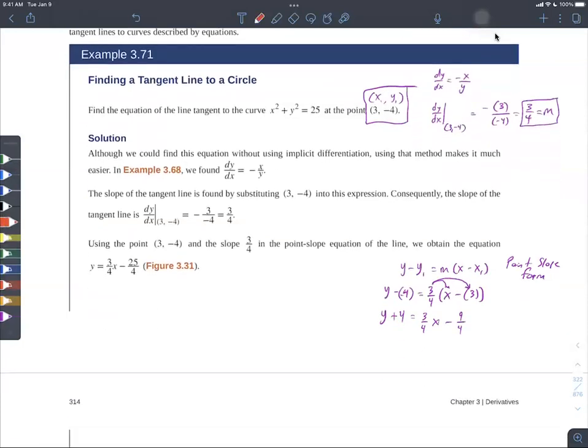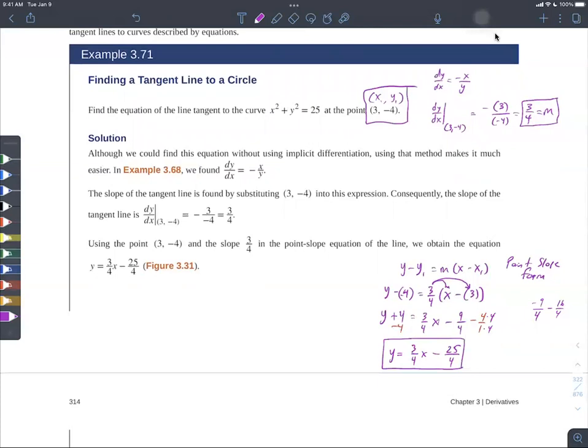And then finally, we can just solve this for y. We can subtract 4 on both sides. Well, we need a common denominator here to be able to actually subtract these fractions. So we can multiply by 4 on the bottom, 4 on the top. And so we get -9/4 minus 16/4. And this is -25/4. So the equation of our line is y equals 3/4 x minus 25/4. And that is the equation.